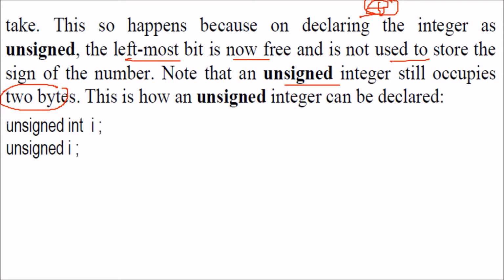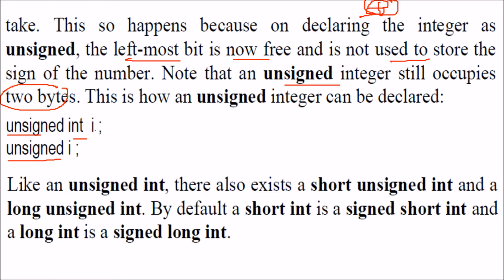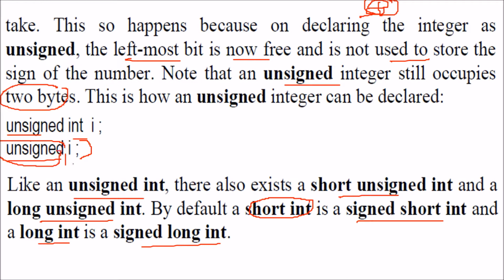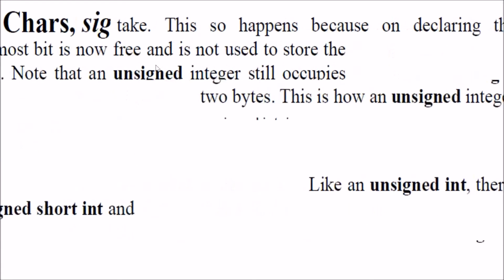So how to declare an unsigned integer? Unsigned int I, or unsigned I. You don't need to put int. This is the shorthand form. Like the unsigned integer, you have short unsigned integer and long unsigned integer. By default, a short integer is a signed short integer, and a long integer is a signed long integer. If you want to make it unsigned, you have to specifically write unsigned, otherwise it will be signed.